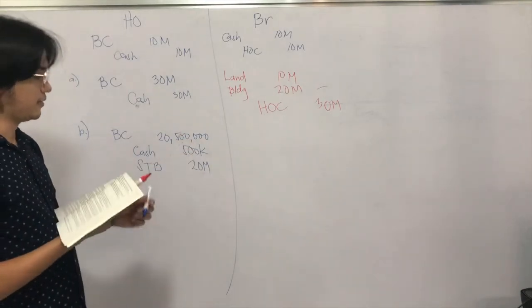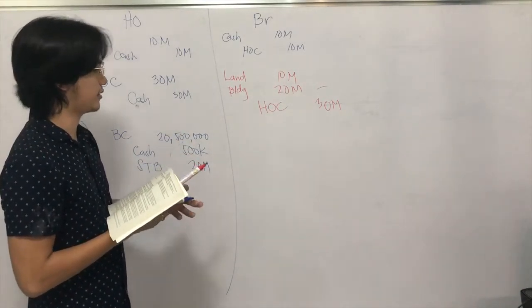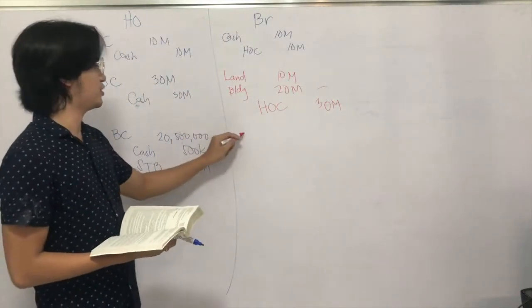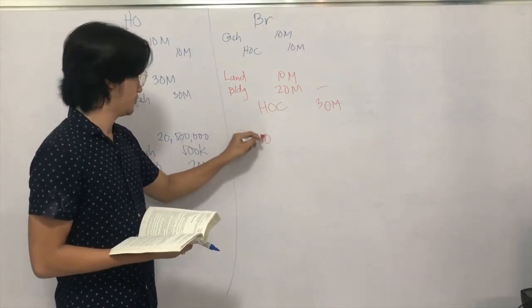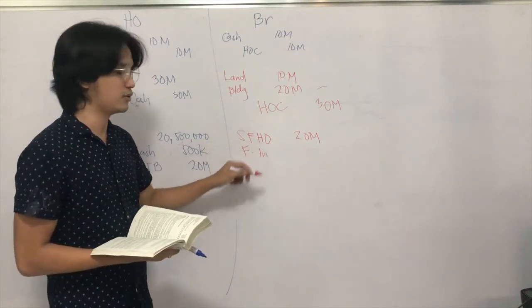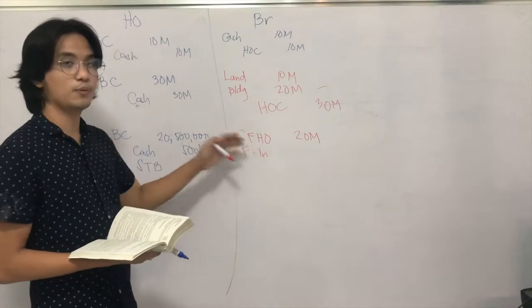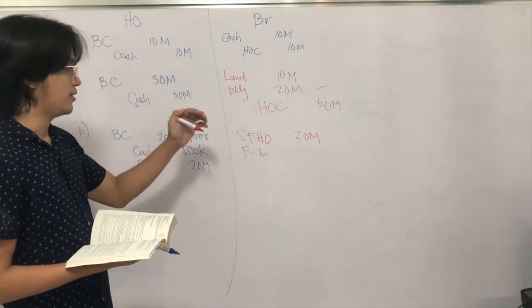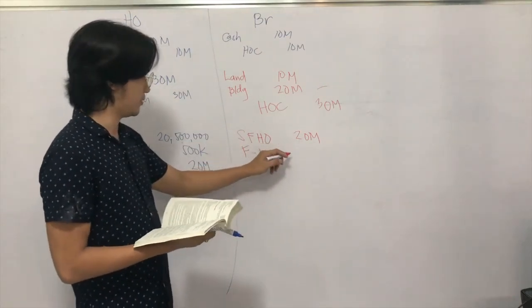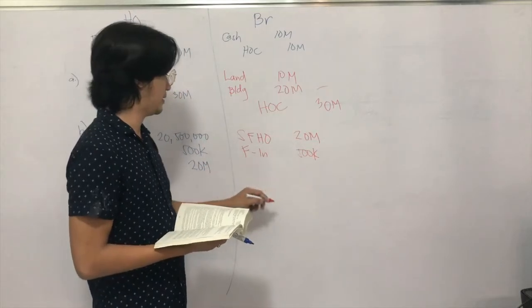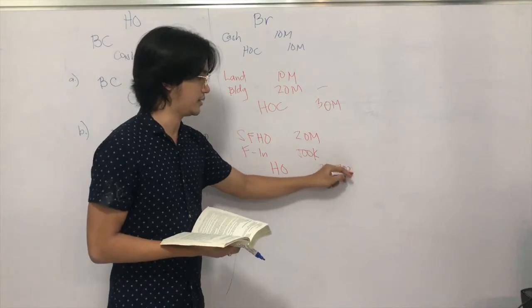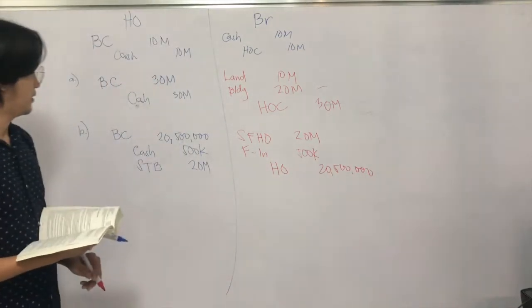So on the other hand, the branch will record debit shipments from home office, 20 million. Freight in, as I have mentioned in the discussion, regardless of who pays for the freight, it is the branch who will record the freight. So 500,000, and then credit home office 20,500,000. Okay.